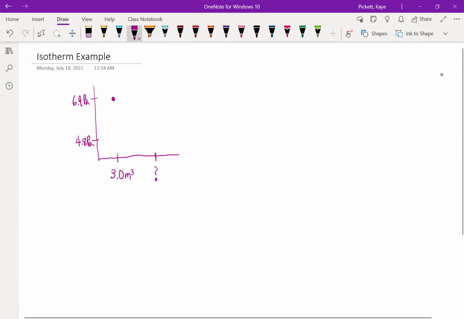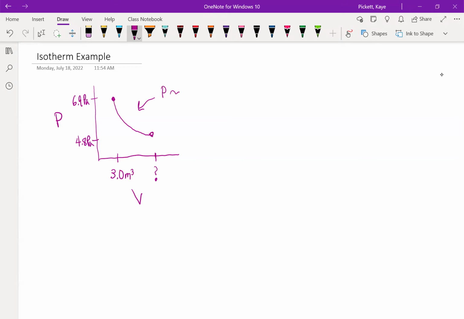What I have is an isotherm. And obviously this drawing is not to scale. And this is pressure, this is volume. And so as the pressure increases, this is a pressure goes as 1 over the volume curve. Okay.